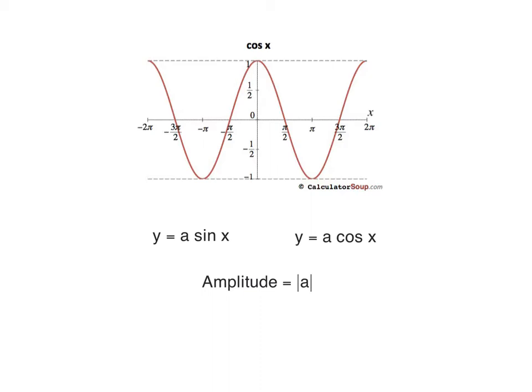Now, if a is greater than 1, say a is 3, then we would stretch the cosine or sine function, and instead of going up to 1, it would go up to 3 and down to -3. And if a was only equal to 1/2, we would shrink the sine or cosine function, and that means it would only go up to 1/2 and down to -1/2. So depending on what a is, you can either stretch it or shrink it.